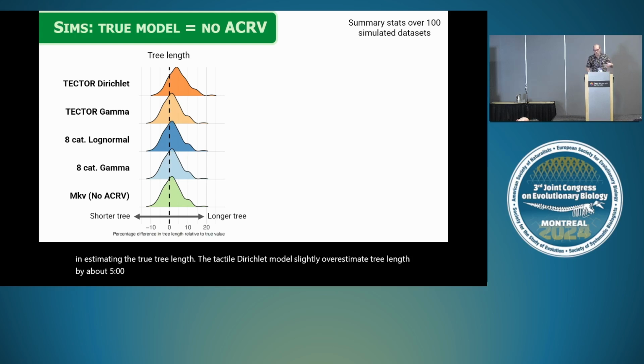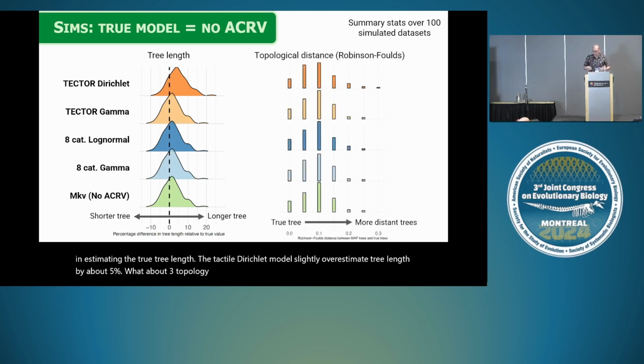What about tree topology, though? Here I show you some plots of the distribution of topological distance calculated by Robinson-Foulds. On the left, you have the true tree. The more you go to the right, the more distant the trees. And here is the percentage of times when the models actually recover the true tree. These distributions are pretty similar across all models. I would say that the tector Dirichlet model seems to be doing slightly worse.